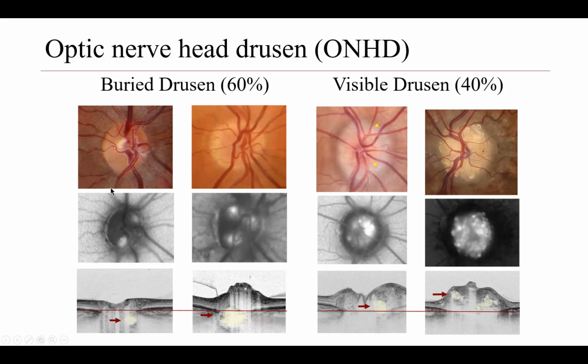Let's talk a little bit about pseudo-papilledema. The difficulty in the diagnosis of optic nerve head drusen is that in the early stages, the drusen lie deep within the prelaminar optic nerve, and they are obscured by the overlying tissue. And with time, this drusen works its way up towards the surface and becomes visible. And that's true in about 2/3 of the patients.